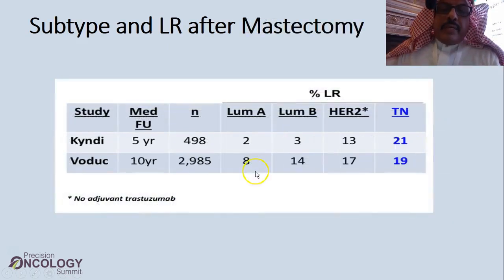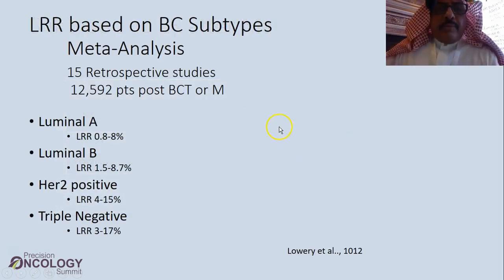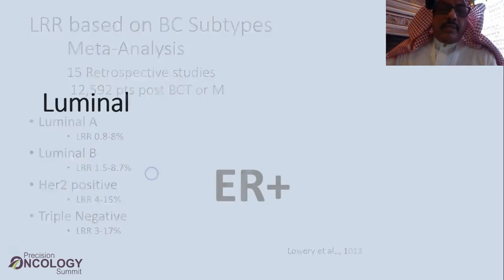A similar pattern was seen post-mastectomy also, where the luminal disease has very low risk, and the triple negative is the bad one. And of course, these are the recurrences before the use of trastuzumab. There is also a big meta-analysis of 15 retrospective studies with over 12,000 patients post-conservative surgery or mastectomy, also looking at the same issue, and it confirmed the same findings, that the local recurrence in the luminal type is much lower than the triple negative. So there is a relation between the breast subtypes and the local recurrence.